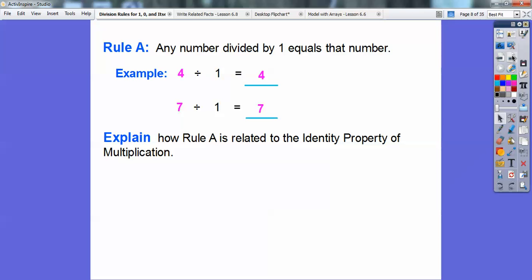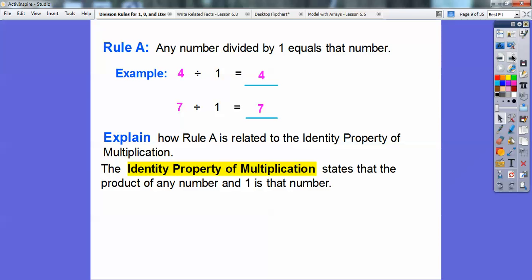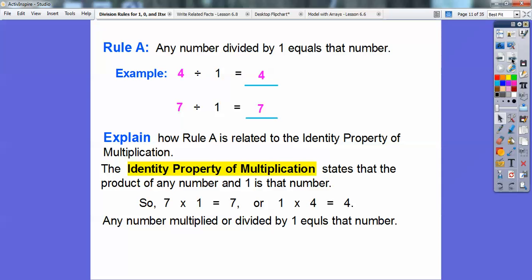Okay, so explain how this rule here is related to the identity property of multiplication. Well, the identity property of multiplication, way back a couple of chapters ago, states that the product of any number and 1 is that number itself. So like 7 times 1 equals 7, or 1 times 4 equals 4. So here I have 4 times 1 equals that 4 right there. So how does that relate to this rule up here? Well, if you multiply or divide by 1, you just get that number. So that's how it relates, okay?